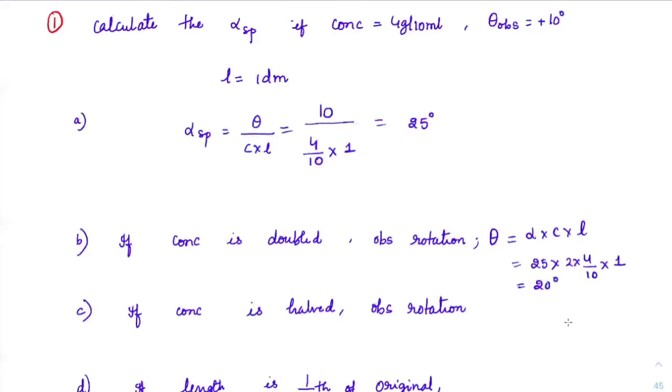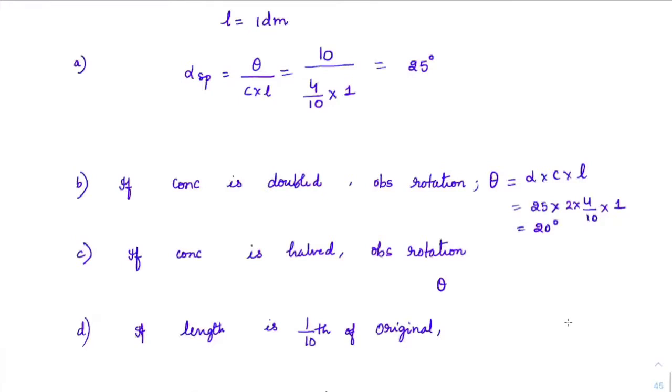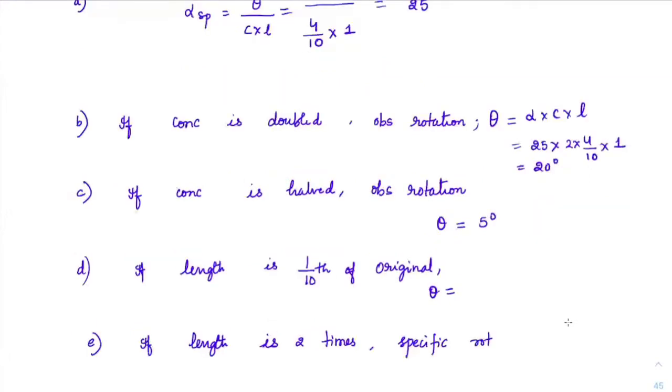Correct. Next one. If concentration is half, what will be the theta value? 5 degrees, sir. Right. Very good. If length is 1/10 of the original, then it is 1 degree, sir. Very good.